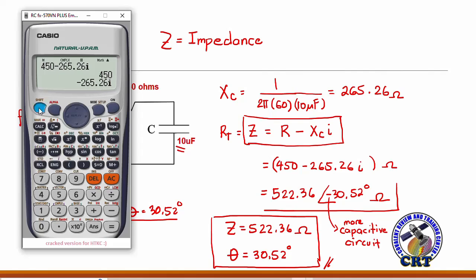You can press shift 2 3 to make it in polar form, and the answer here is 522.36. That is our impedance. Move the arrow to get the angle. This is negative 30.52.